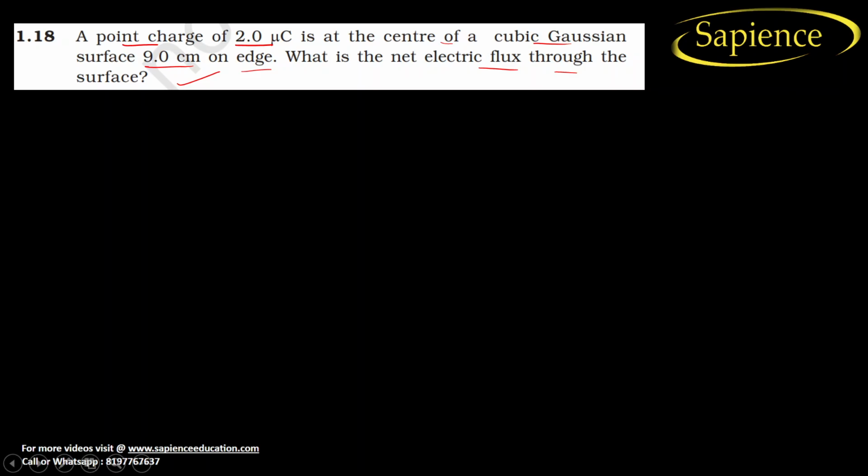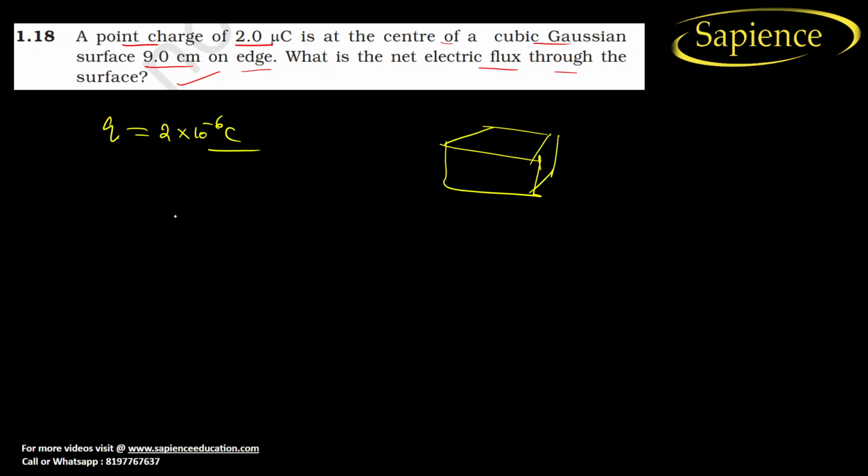So again, try to pause the video and go through it, and try to solve this one. So I hope you have gone through this question. What they have provided you as data is a point charge of 2 into 10 to the power minus 6 coulomb. The charge is at the center of the cube, so it is a Gaussian surface. So what is the net electric flux?